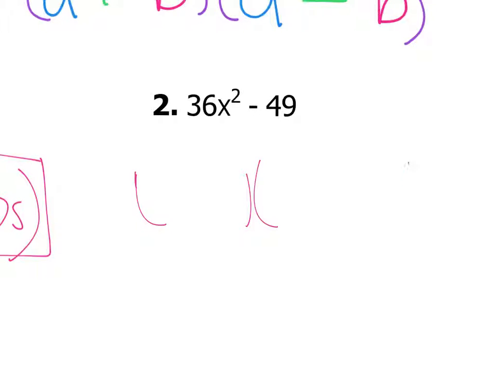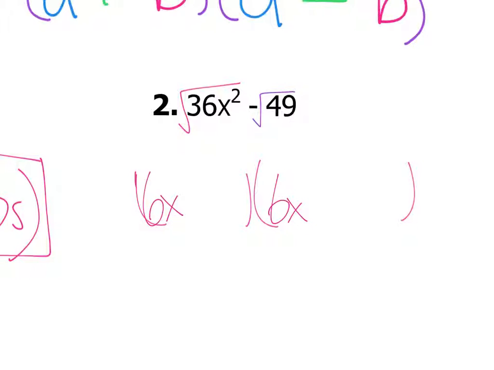Yasmin, what is the square root of 36x squared? 6. Close. What did you say? I said 6. Not quite. That's the square root of 36, but I want the square root of 36x squared. 6x. So 6x goes in the first two spots.